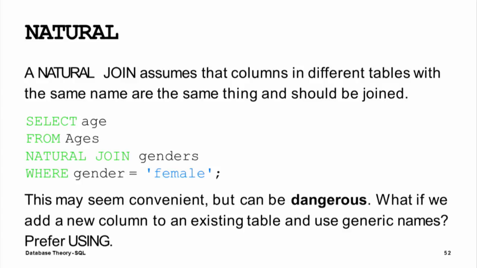And I'm not actually sure that you have natural join in Microsoft SQL servers. I might be wrong here.